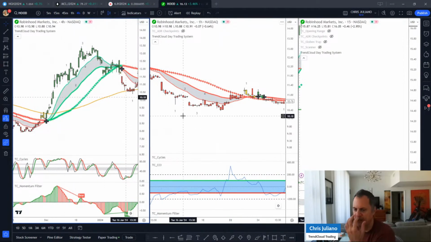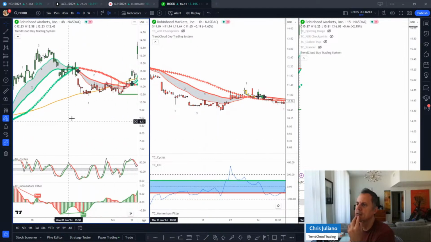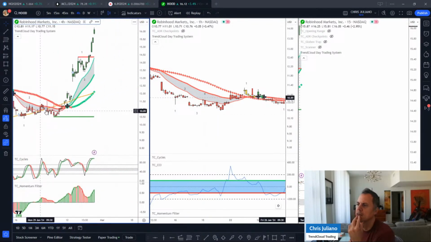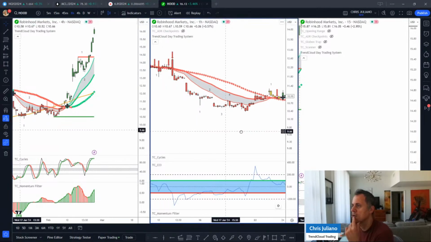Interesting. 45%, huh? From an $11 buy. Yep, here's 11 bucks right here. Look at where that $11 is, right at that TrendCloud crossover on Robinhood. 4-hour chart.